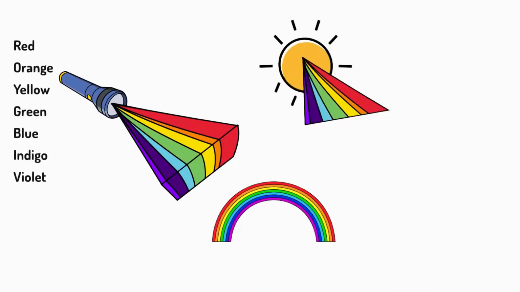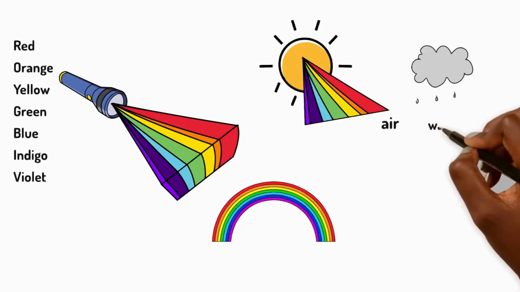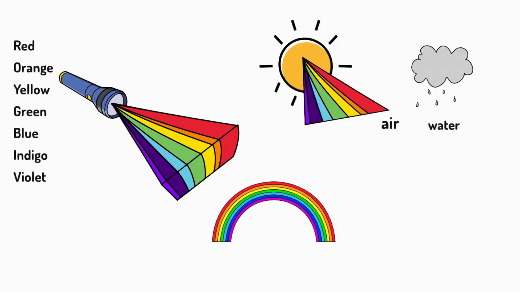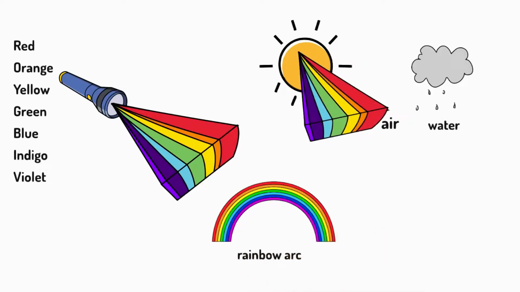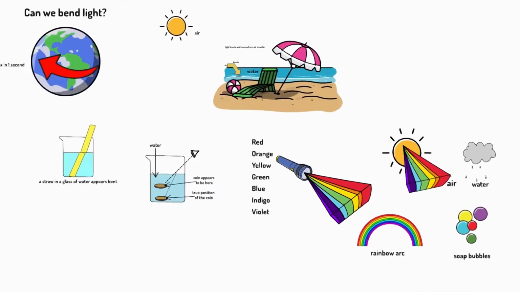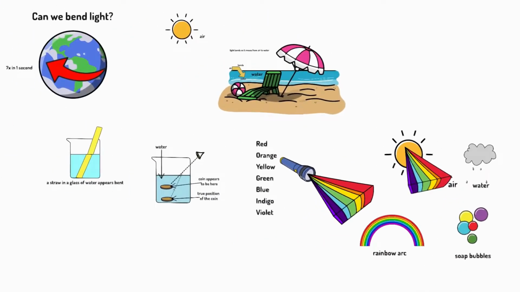The light from sunlight actually contains lots of different colours. As this sunlight passes from the air into liquid raindrops, each colour bends a slightly different amount. And this forms the rainbow arc that we see. And soap bubbles show colourful patterns because of this same bending. So now you know that light can bend, and it can change the way we see different objects.